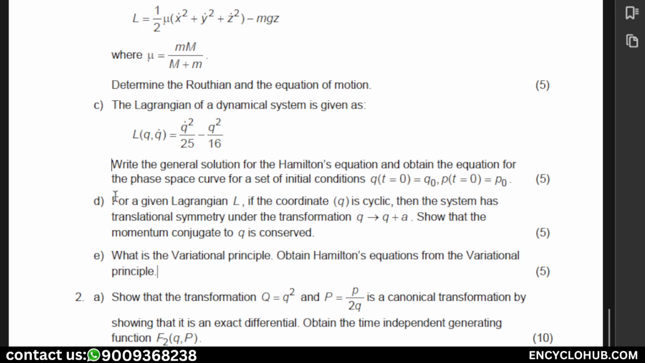And here we are discussing question number D. For a given Lagrangian L, if the coordinate q is cyclic, then the system has translational symmetry under the transformation q. Show that the momentum conjugate to q is conserved. This is the 5 marks question, and we have prepared the answer according to the word limit.